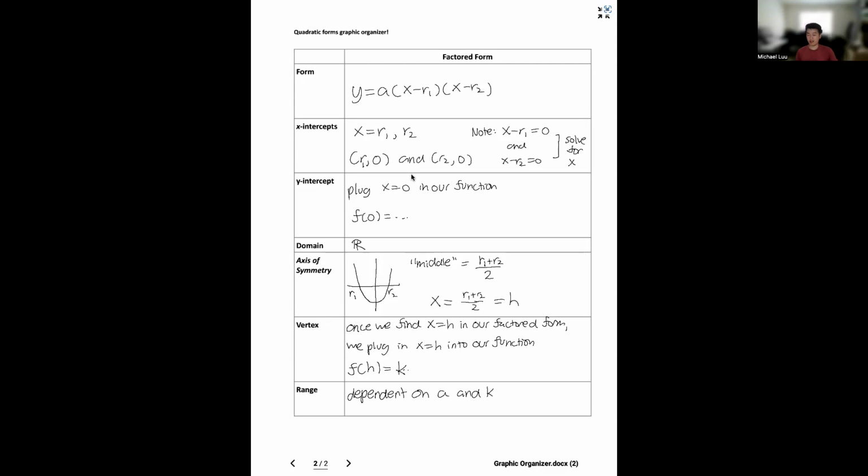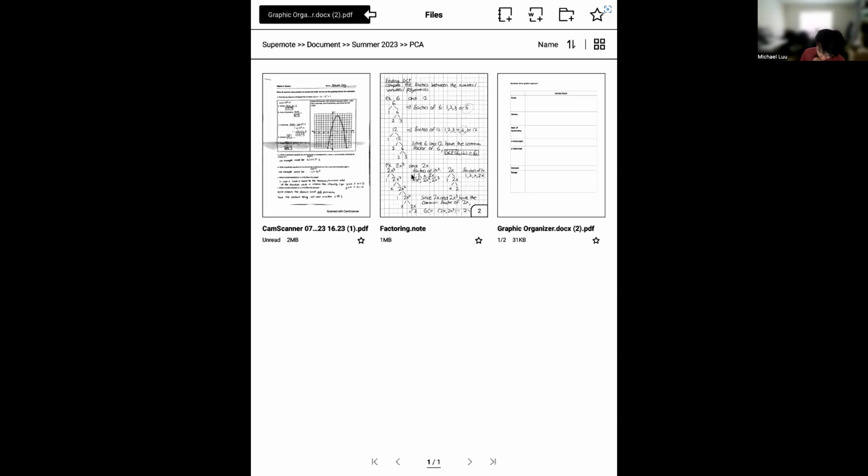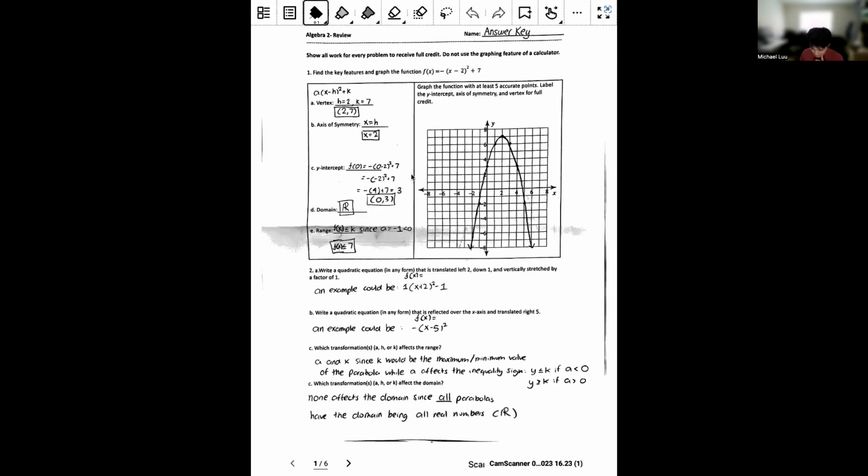So this is like a brief rundown. I didn't do any examples. I didn't go too much in depth because I wanted to focus on the review. But let's go with that. Let's see this answer key and kind of make sense of it.